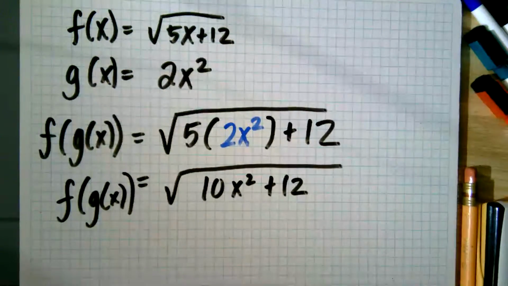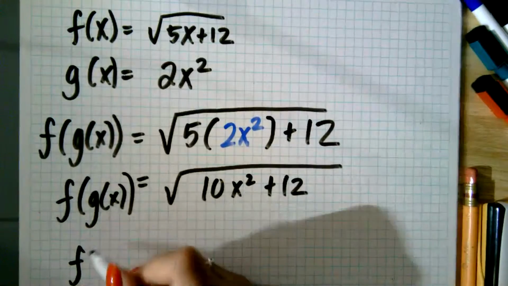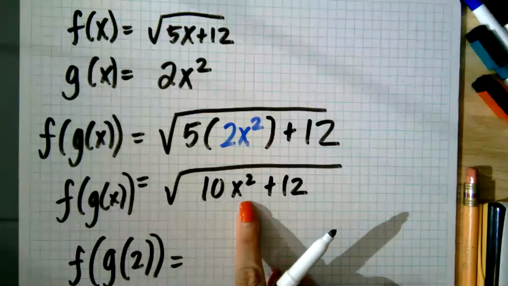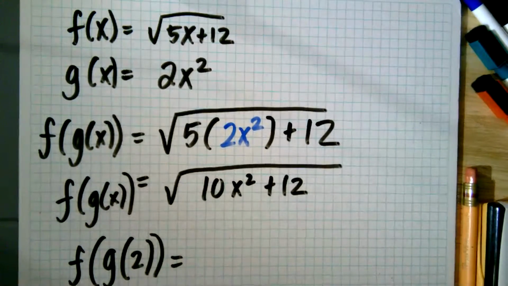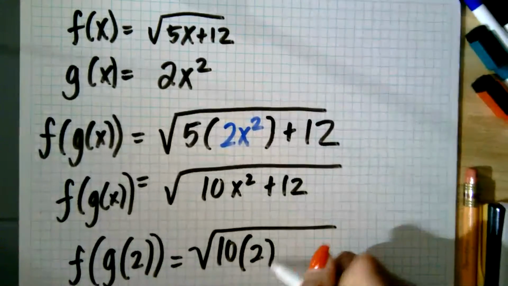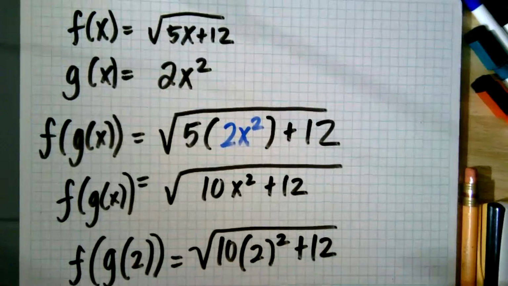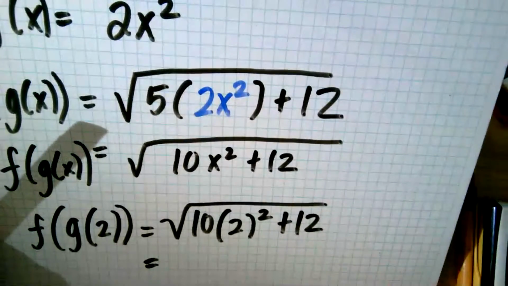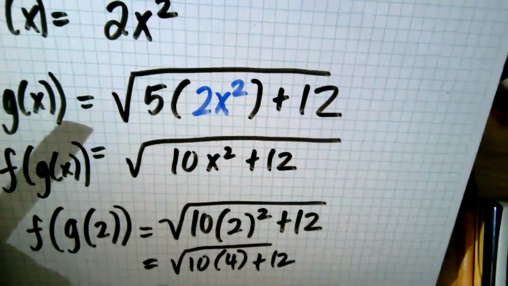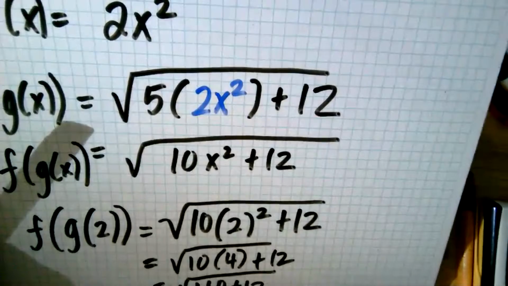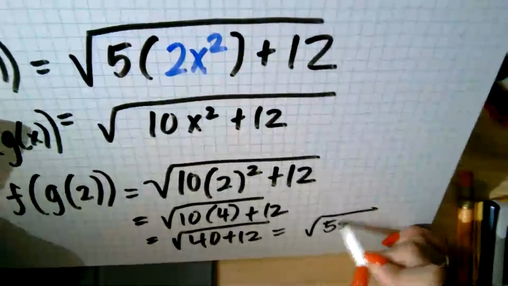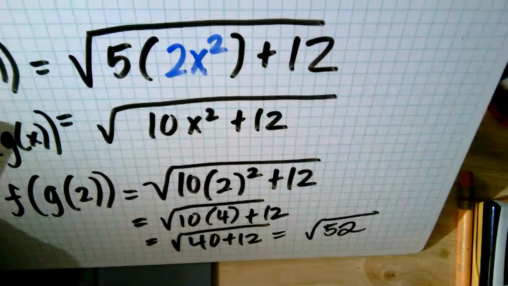So let's say I want f of g of 2. Just to put an example, that means that wherever there was an x, I'm now replacing that with a 2. So there's now even more of a substitution. So I have 10 times 2 squared plus 12, which gives me 10 times 4 plus 12, which gives me 40 plus 12. Sorry, I'm running out of room. And that gives me radical 52. So f of g of 2 gives me radical 52.